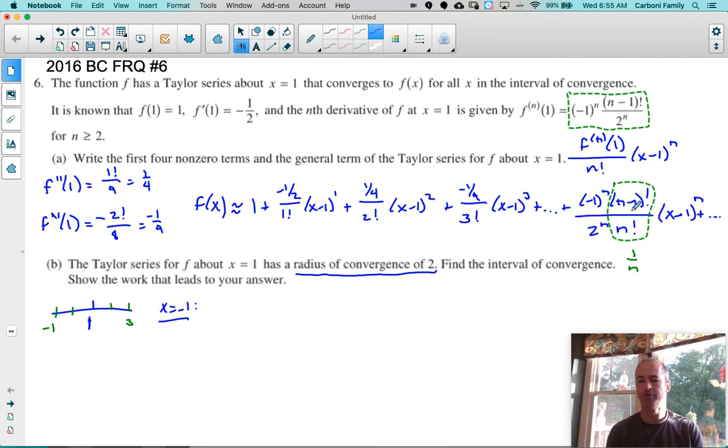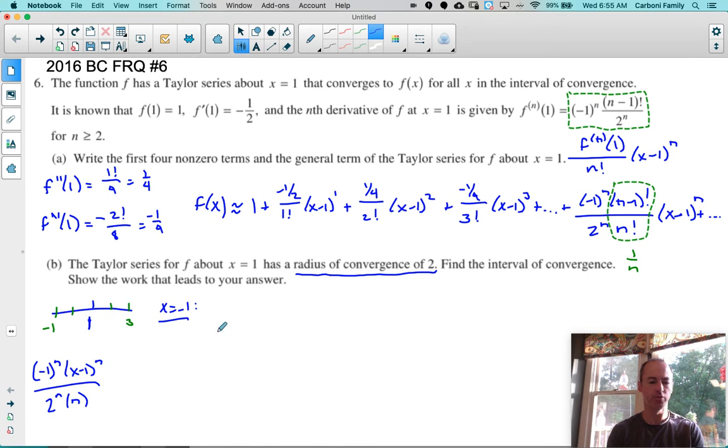Now I may use that 1 over n. So I'm going to clean up my general term. That's negative 1 to the n times x minus 1 to the n, all over 2 to the n times n. So I'm going to simplify my series to that now, because now I'm actually going to need to use it.